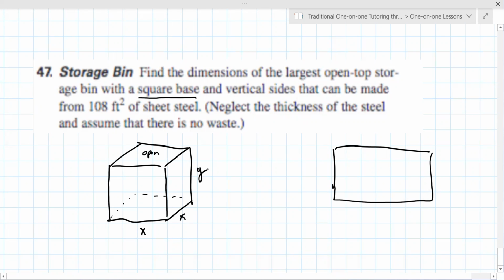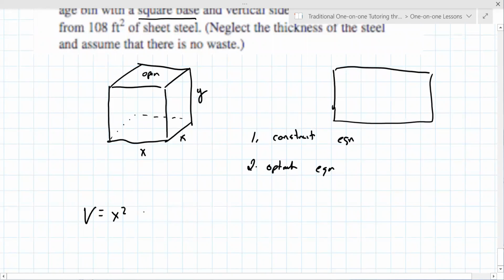What we're trying to maximize, because I should have said a few other things here. There's always sort of a constraint equation, and that's the one that's going to use this 108, and the second is this optimization equation. So the optimization equation here is volume is x squared y, and that's what we're trying to maximize. But the problem here is that it has both an x and a y in it. So this constraint equation, this other thing that we're going to generate, you're going to use it to solve for usually y.